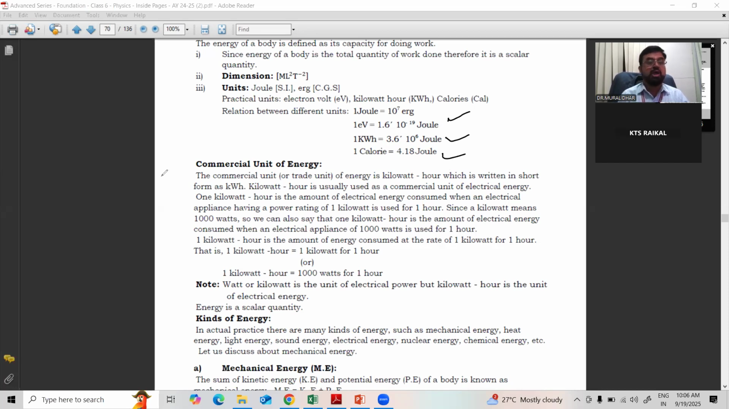Right. So, commercial unit of energy. Generally we use electrical energy, so we cannot measure that in joules or ergs because that is a big amount. In case of big energies or commercial energies, we measure in kilowatt hour. 1 kilowatt hour, you can call it 1 unit.